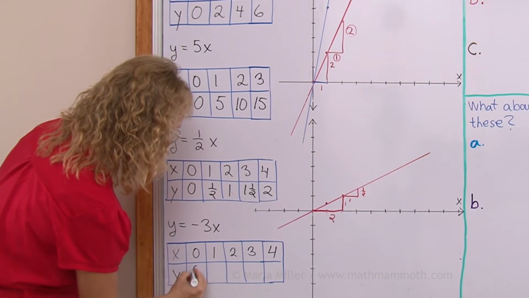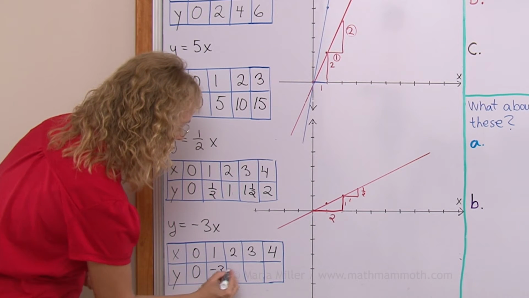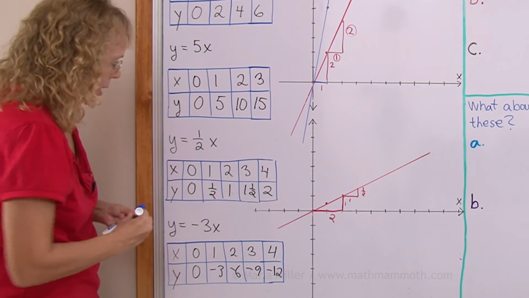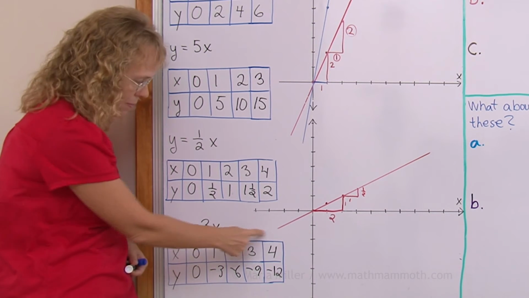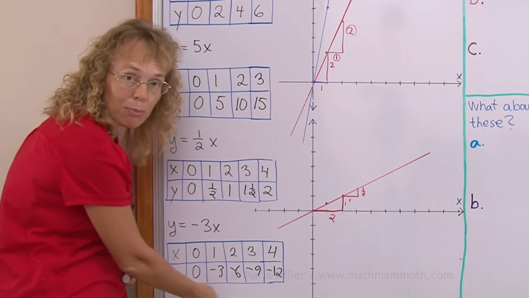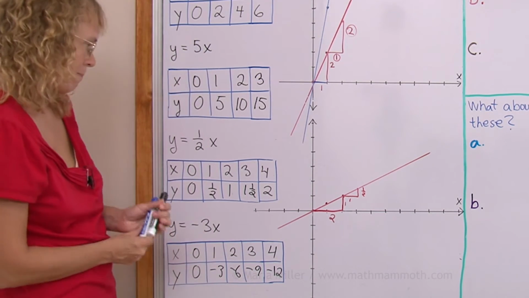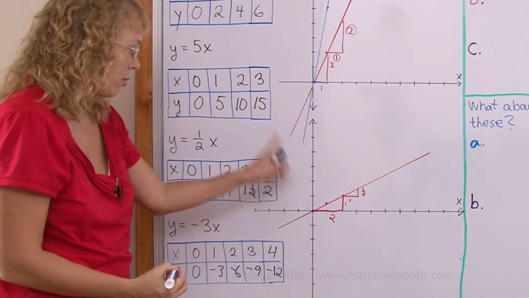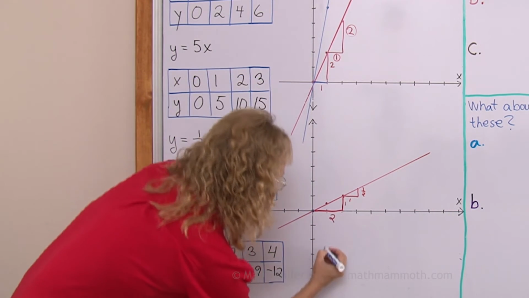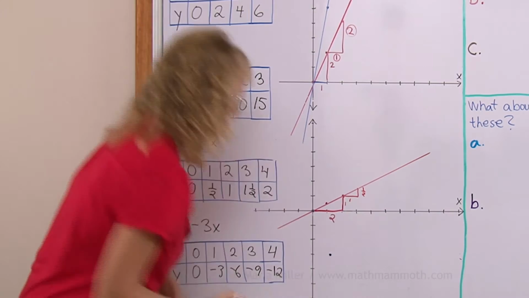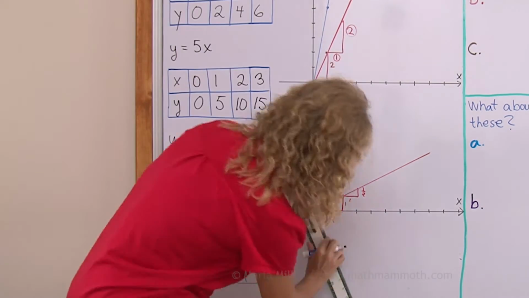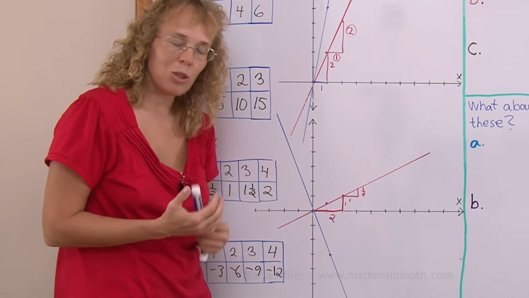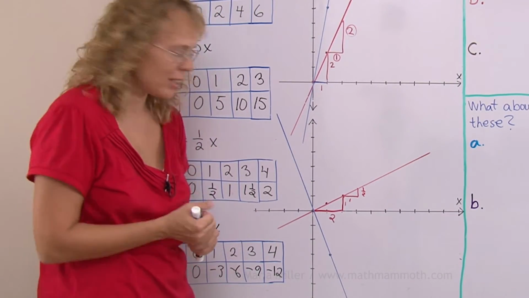So here we get 0, then negative 3, negative 6, negative 9, negative 12. Whenever x increases by 1, y values decrease by 3. And so to draw this line, it again goes through the origin, and then 1 and negative 3 over here. So this line goes downhill, its slope is negative 3.